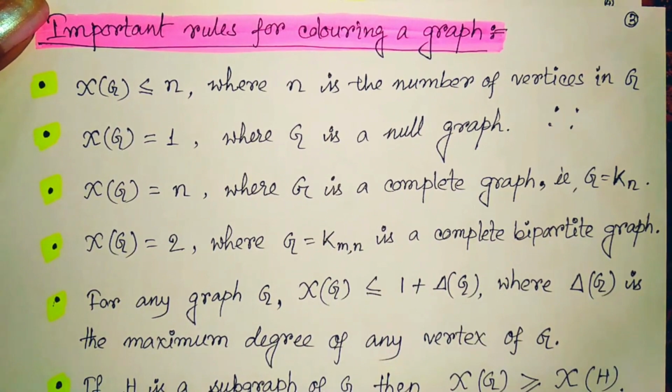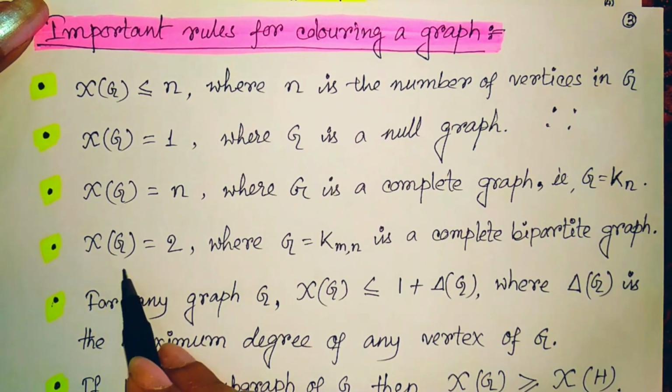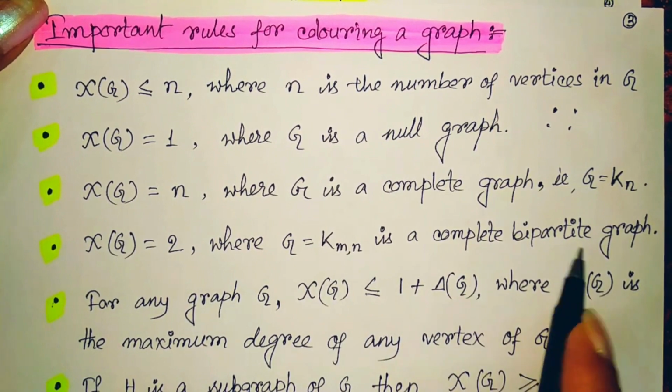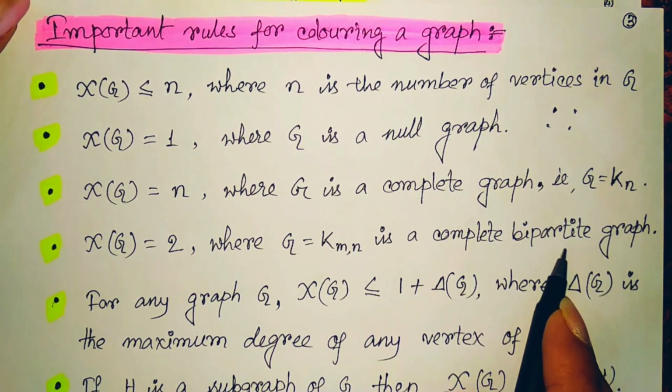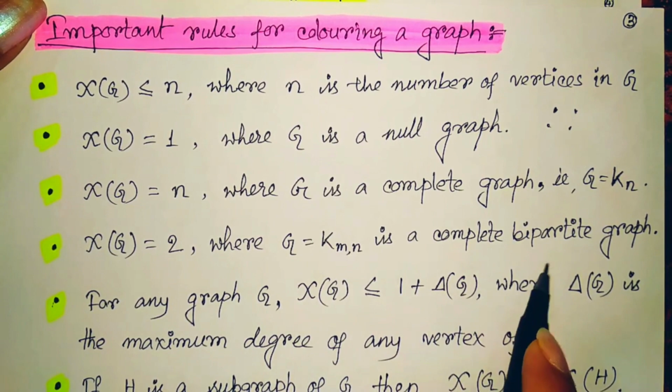Now the chromatic number of G is exactly n, where G is a complete graph. G is a complete graph means all the vertices are adjacent to each other, so all the vertices should get different colors. If n vertices are there, n colors are required, so the chromatic number is n. Next, the chromatic number is 2 where G is a complete bipartite graph. It is again very simple. A bipartite graph, we know, has 2 parts, meaning 2 vertex divisions. So the vertices within each group are not connected in the bipartite graph, so in each part we can put one color. So 2 parts means we require 2 colors to color the bipartite graph.